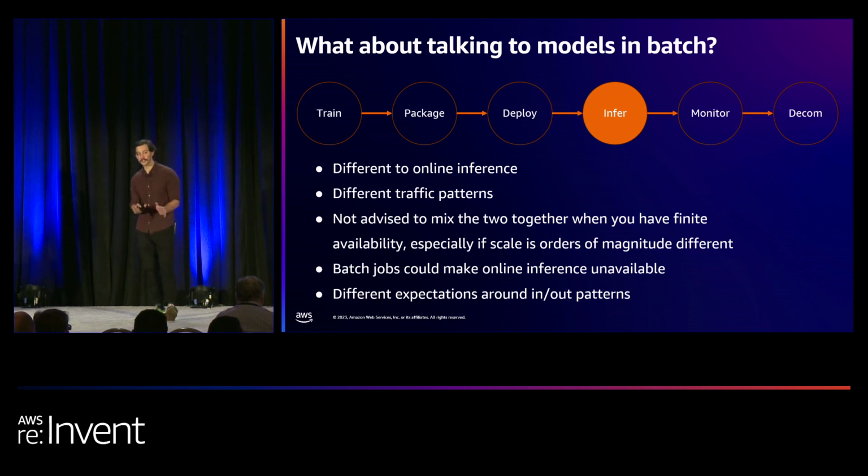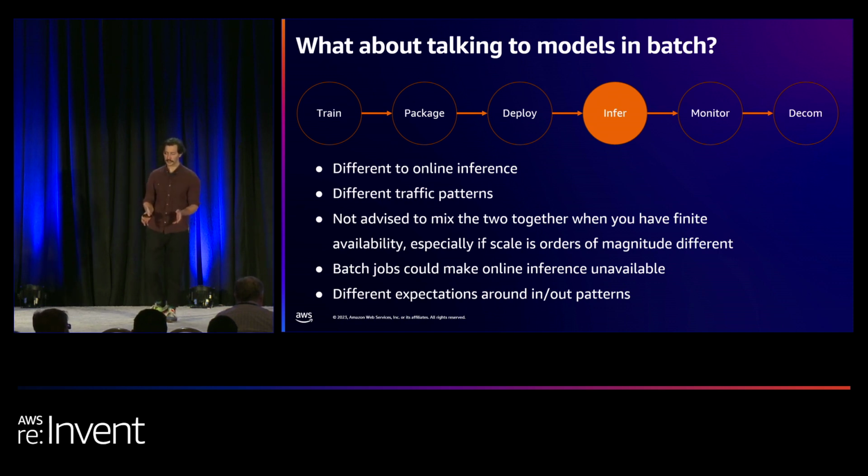My advice is not to mix the two together, especially when you have finite availability. If you're not scaling infinitely, and you're generating inference from a CSV, suddenly doing 100 queries per second from that CSV, but you have a little online workload that needs to be stable at 1 query per second, you can probably make that offline really quickly. You can kill that online inference and make it unavailable if you allow that offline inference to come into the same hardware. So I recommend splitting them out.